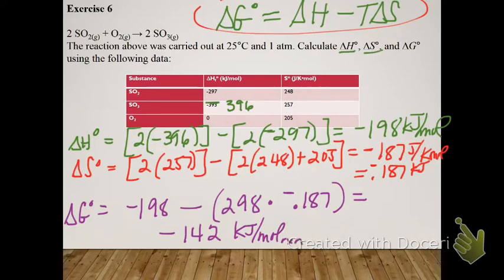It doesn't ask us if it's favored, but I like us to go ahead and list that so that we're paying attention to that. Because it's negative, it would be thermodynamically favored. We're going to abbreviate that. On the AP exam, do not abbreviate. All right. Pretty straightforward.